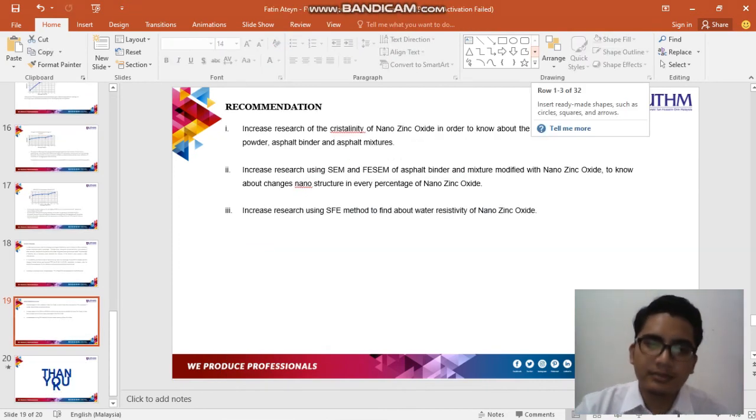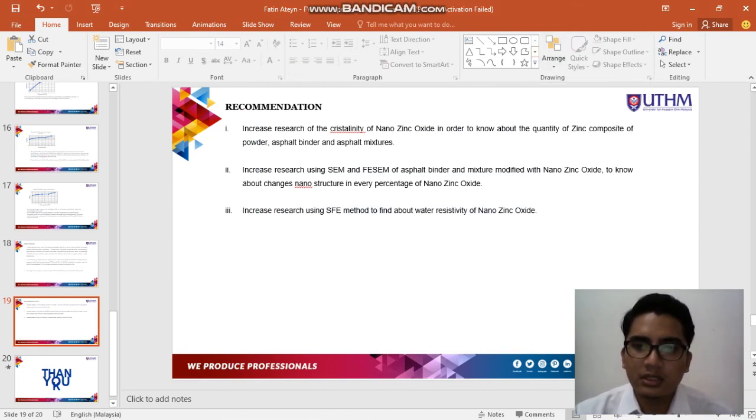For recommendations, first, increase research on the crystallinity of zinc oxide in order to know the quantity of zinc composite in powder, asphalt binder and asphalt mixture. Secondly, increase research using sand and physan of asphalt binder and mixture modified with nano zinc oxide to know the changes in nanostructure at every percentage of nano zinc oxide. Thirdly, increase research using the surface free energy method to find out about the water resistivity of nano zinc oxide.